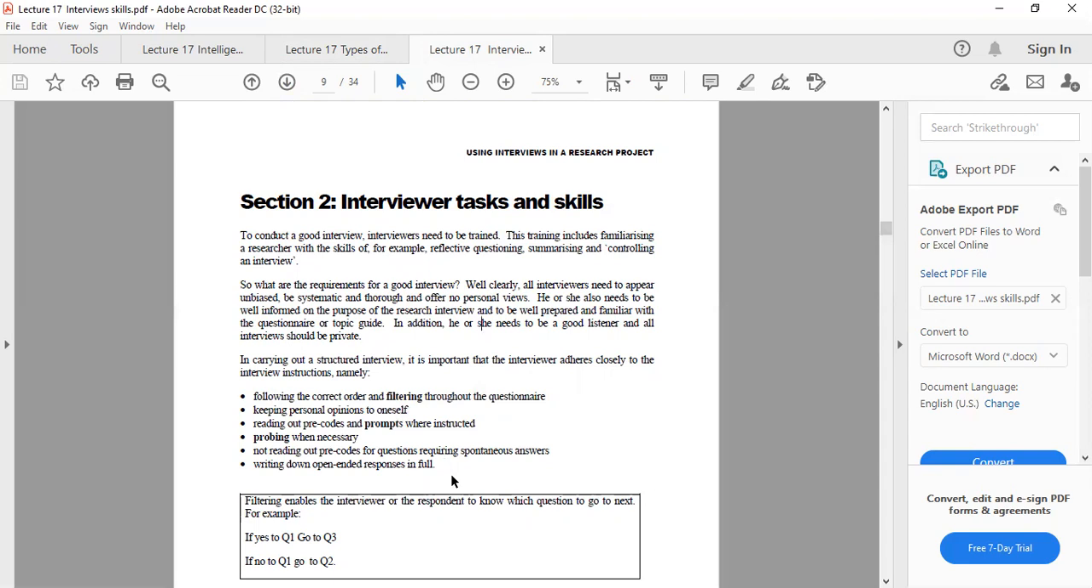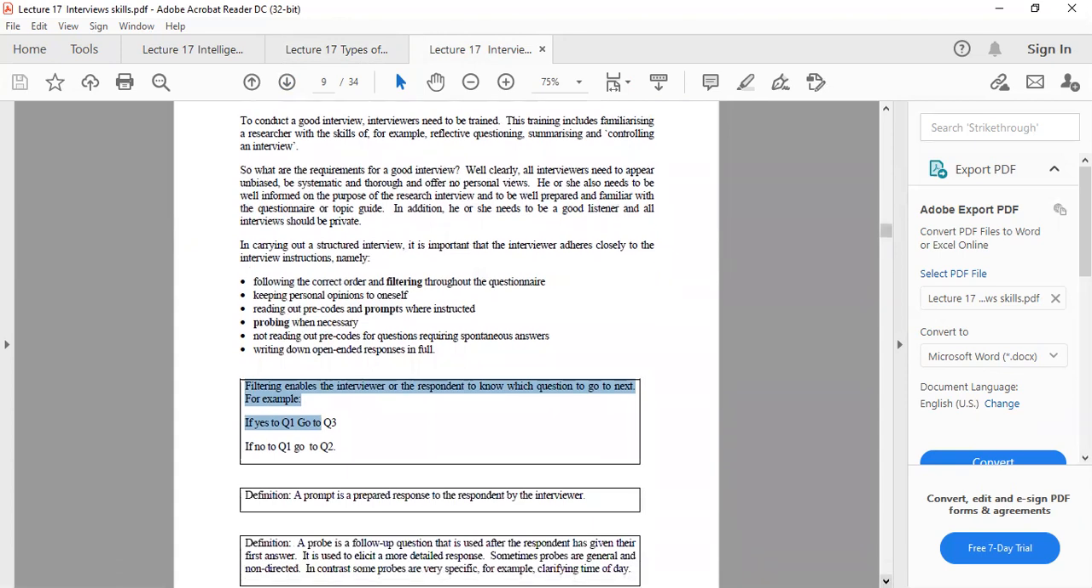Reading out pre-codes and prompts as instructed. For a very good example here, a prompt is prepared and the response is given to the interviewer. Those are prepared responses: question 1, question 3, all such kind of things. Reading out, probing when necessary. A probe is a follow-up question used after the respondent has given their first answer, trying to expose as much information as possible.